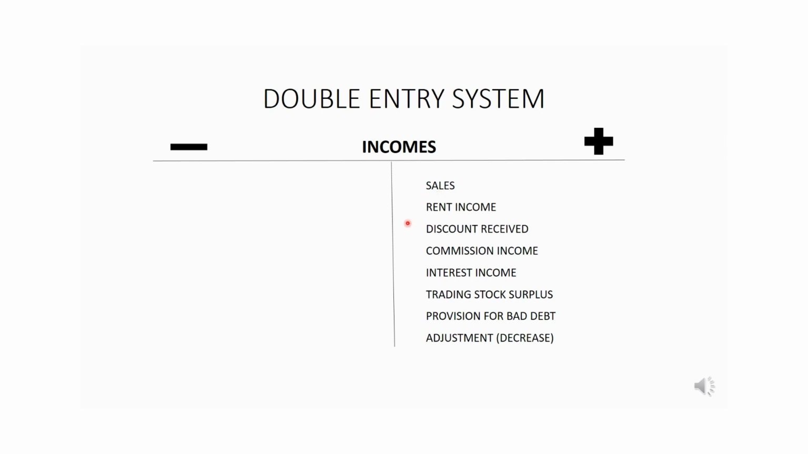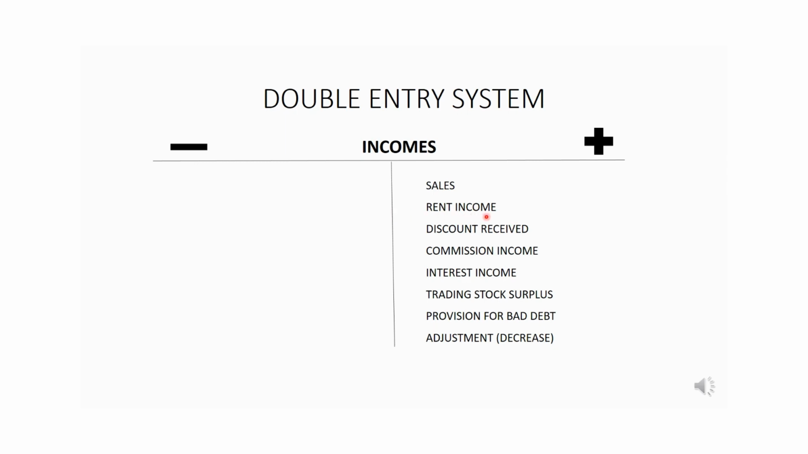Double entry system. Rent income. If we are having a tenant, and this particular tenant is paying us an amount of money, this will be regarded as rent income. So two accounts will be affected. You will debit bank, it's money in, then credit rent income, because your income account is increasing.